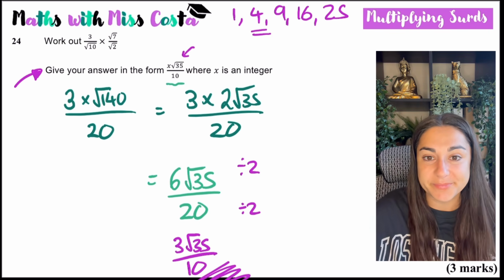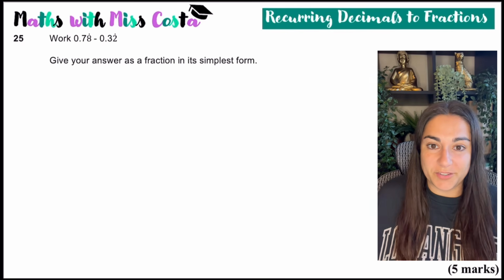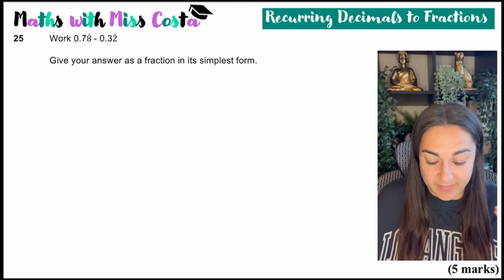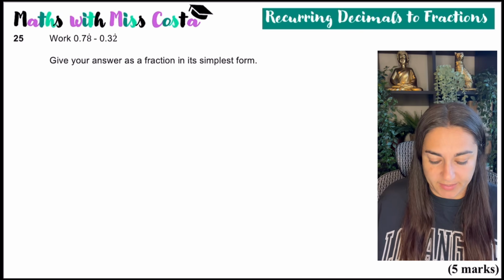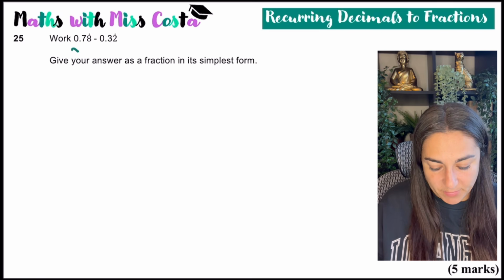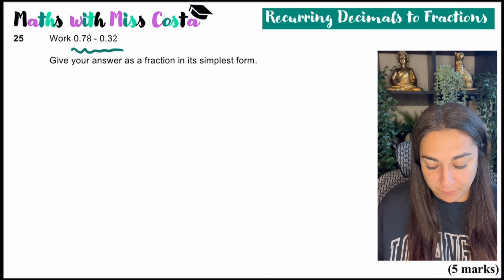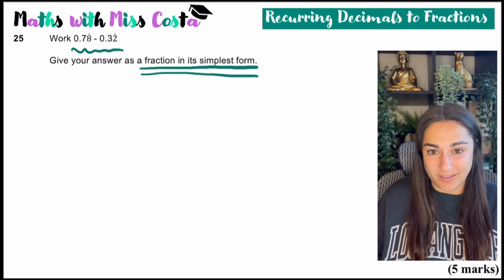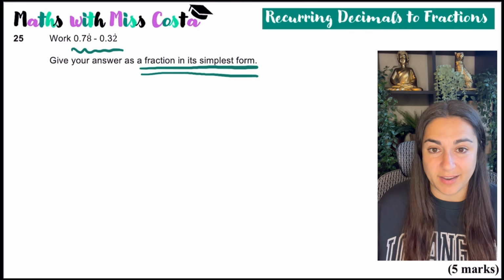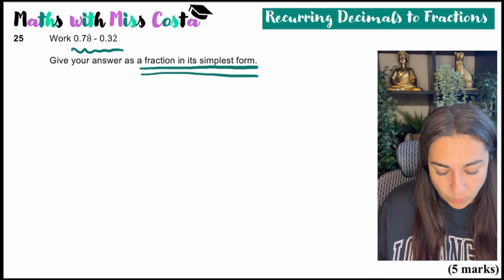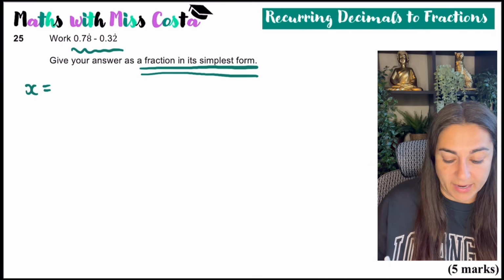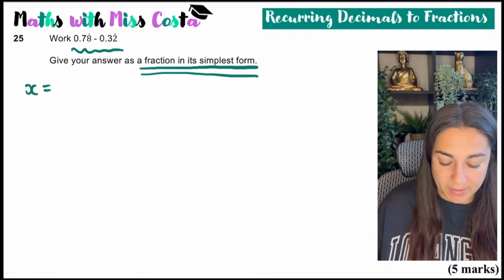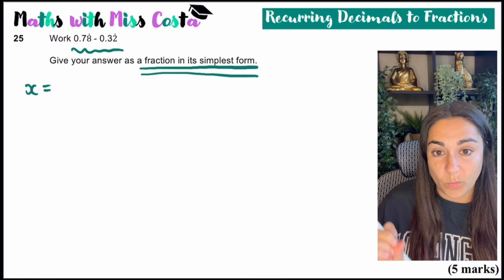Okay, so in this question the idea is that I'm going to turn these recurring decimals into fractions. I'm told to work out 0.78 recurring minus 0.32 recurring and to give my answer as a fraction in its simplest form. So generally when we see a recurring decimal, we're going to want to use the algebraic method of turning it into a fraction. I've got 2 decimals now, which makes this question a little bit more difficult, but let's take each decimal one at a time.